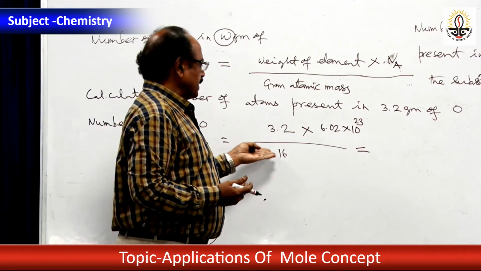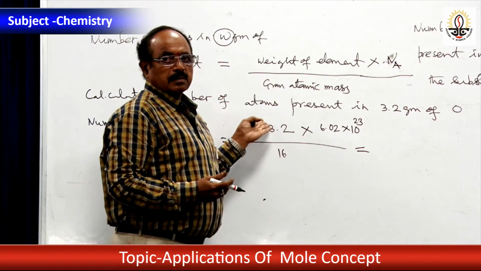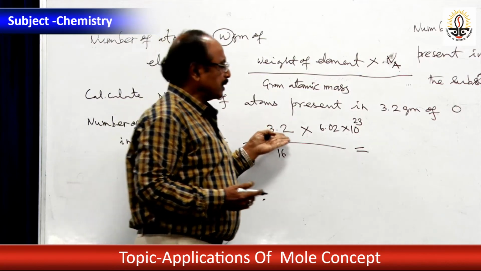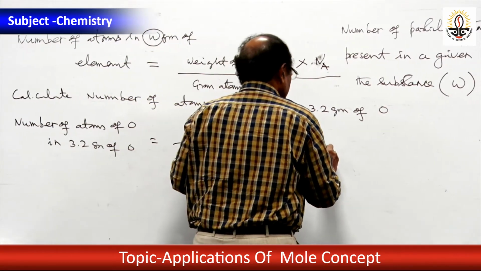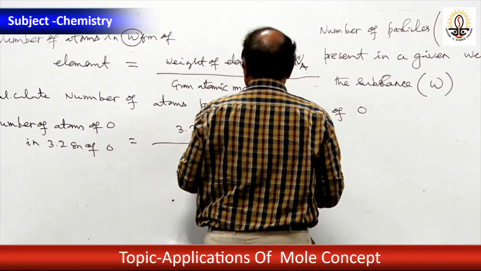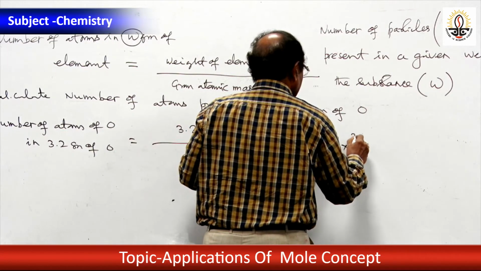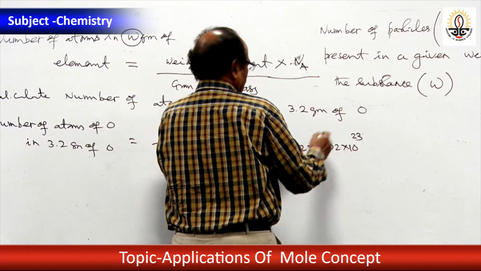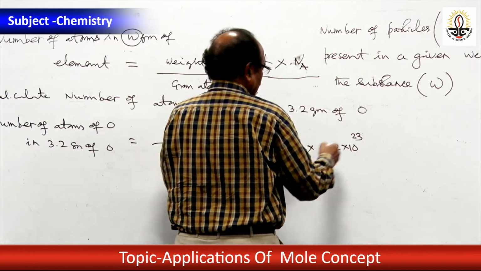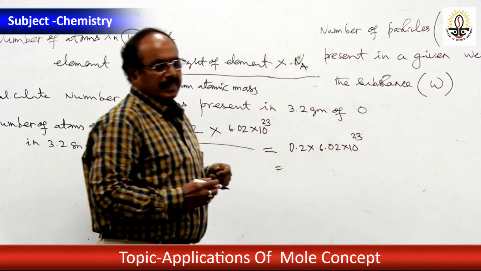So, 3.2 by 16 is 0.2. So, that comes to 0.2 into 6.02 into 10 to power 23. If you multiply this, you get the result.